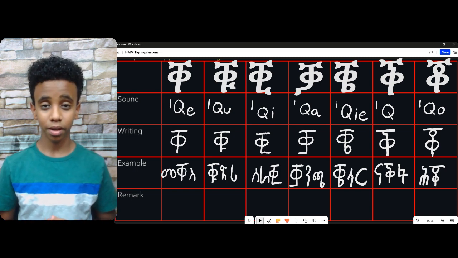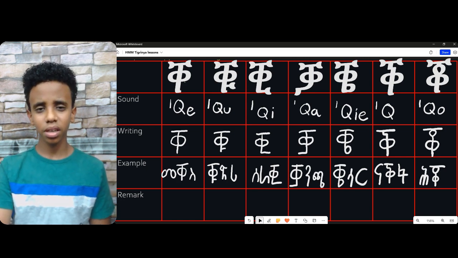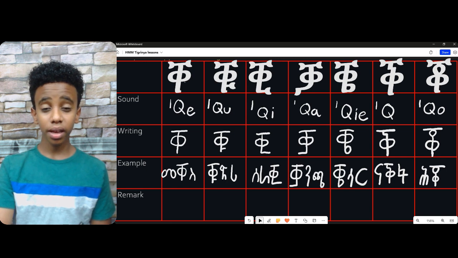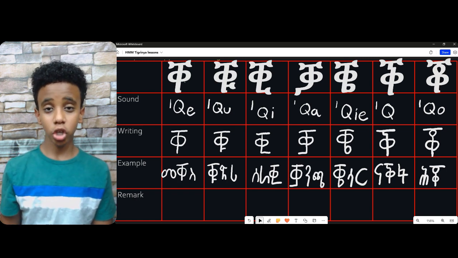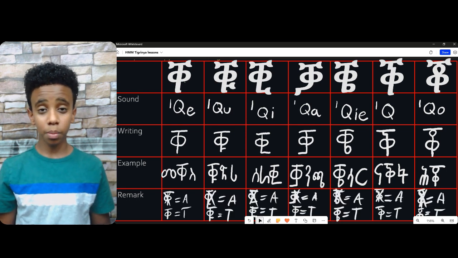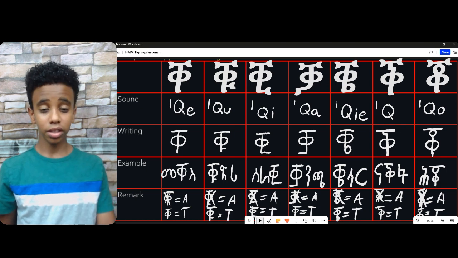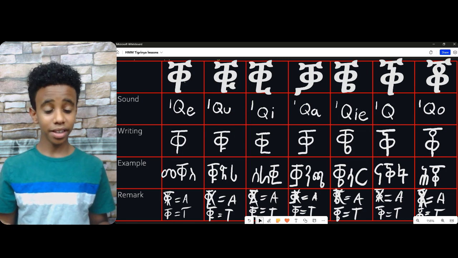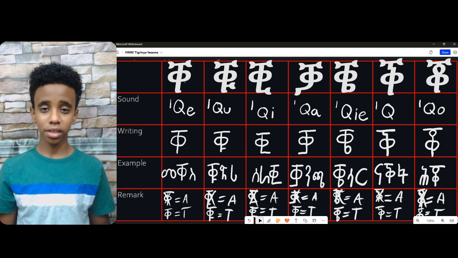Now it's time for our remark. So previously in our videos, we have not been having a remark, but in this video, luckily, we do. And that remark is that the Amharic letters they write do not have the letter set of Q, and so this is special to the Tigrinya alphabets.